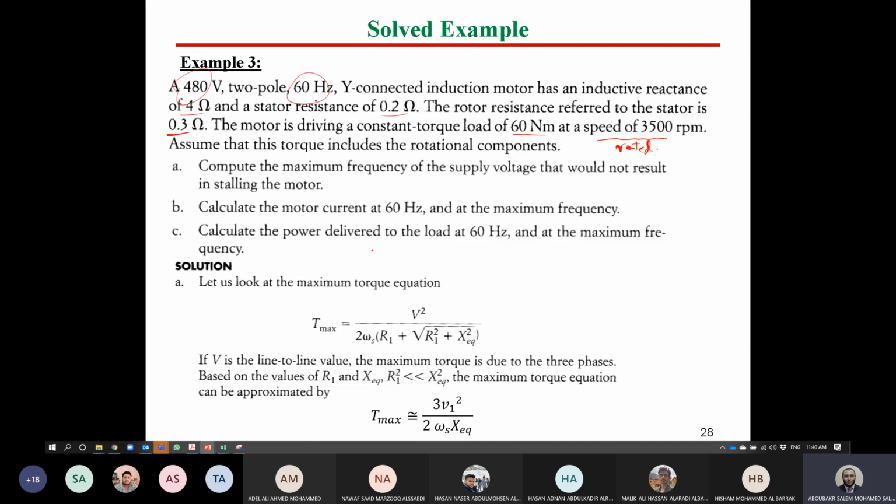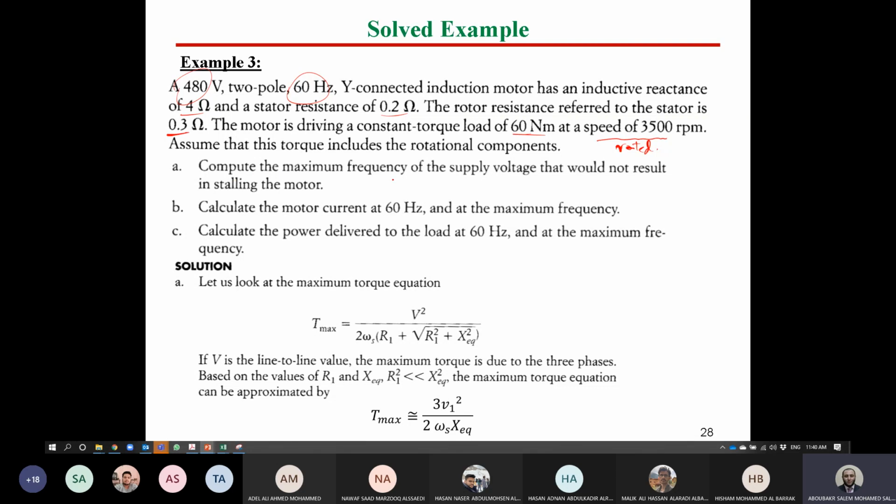Okay, assume that this torque includes the rotational component, which means the torque here itself includes the rotational component. How can we consider this in solving the problem, guys? Just by neglecting the rotational loss. This expression here means you can neglect rotational loss because it's already included in our torque here. Okay, what's required here, guys?